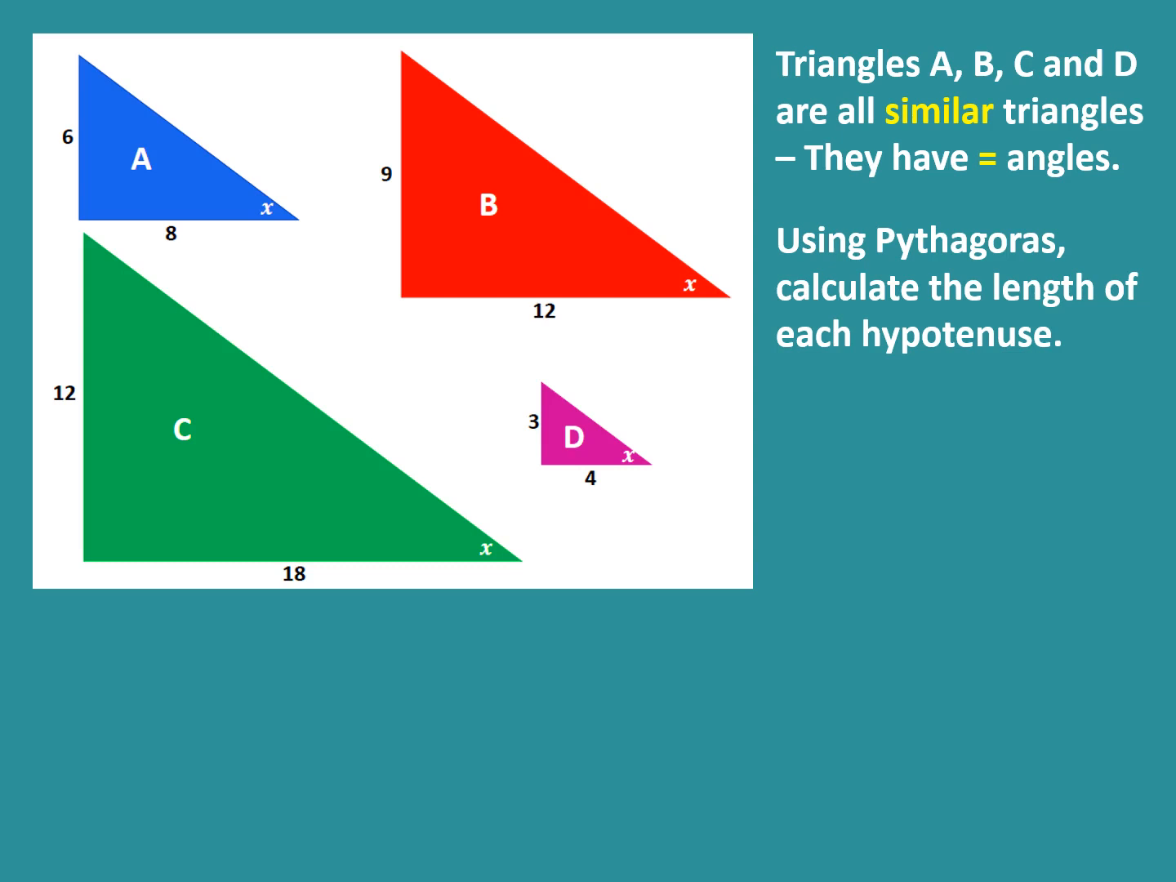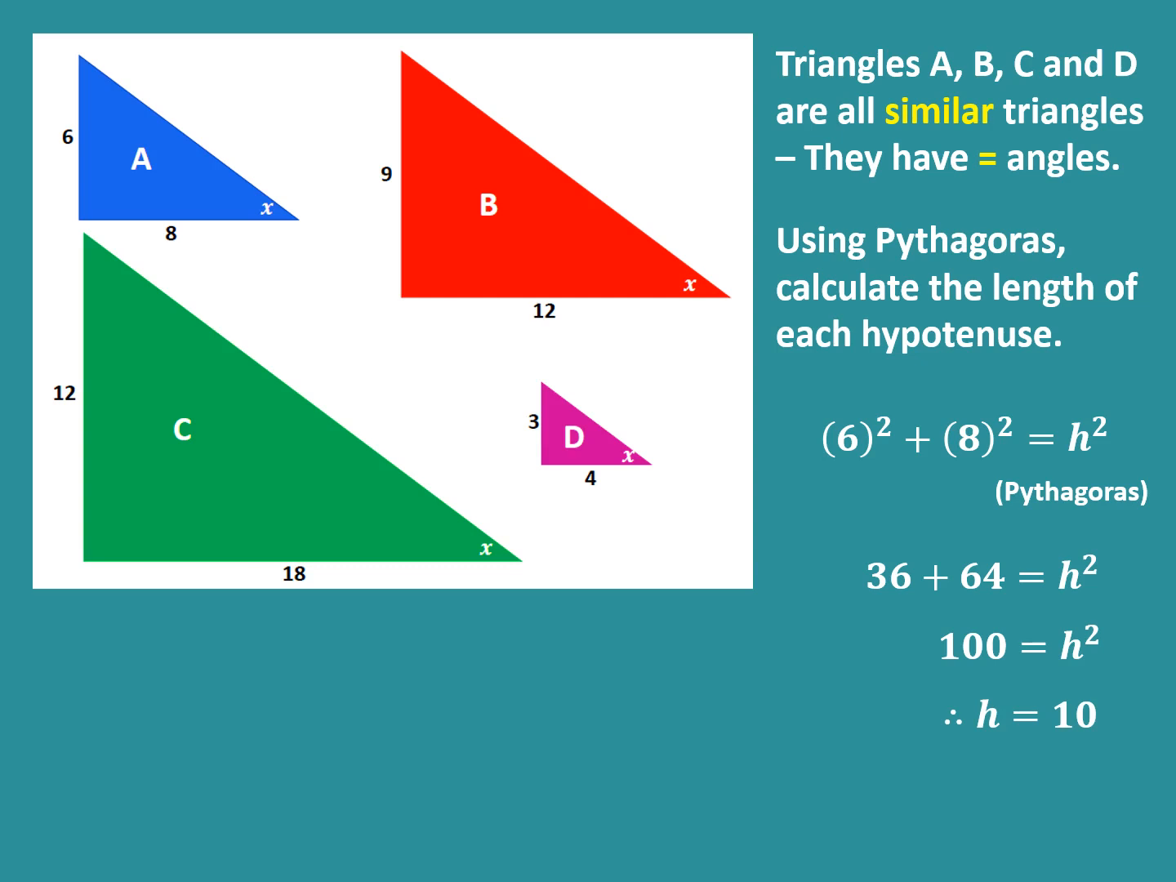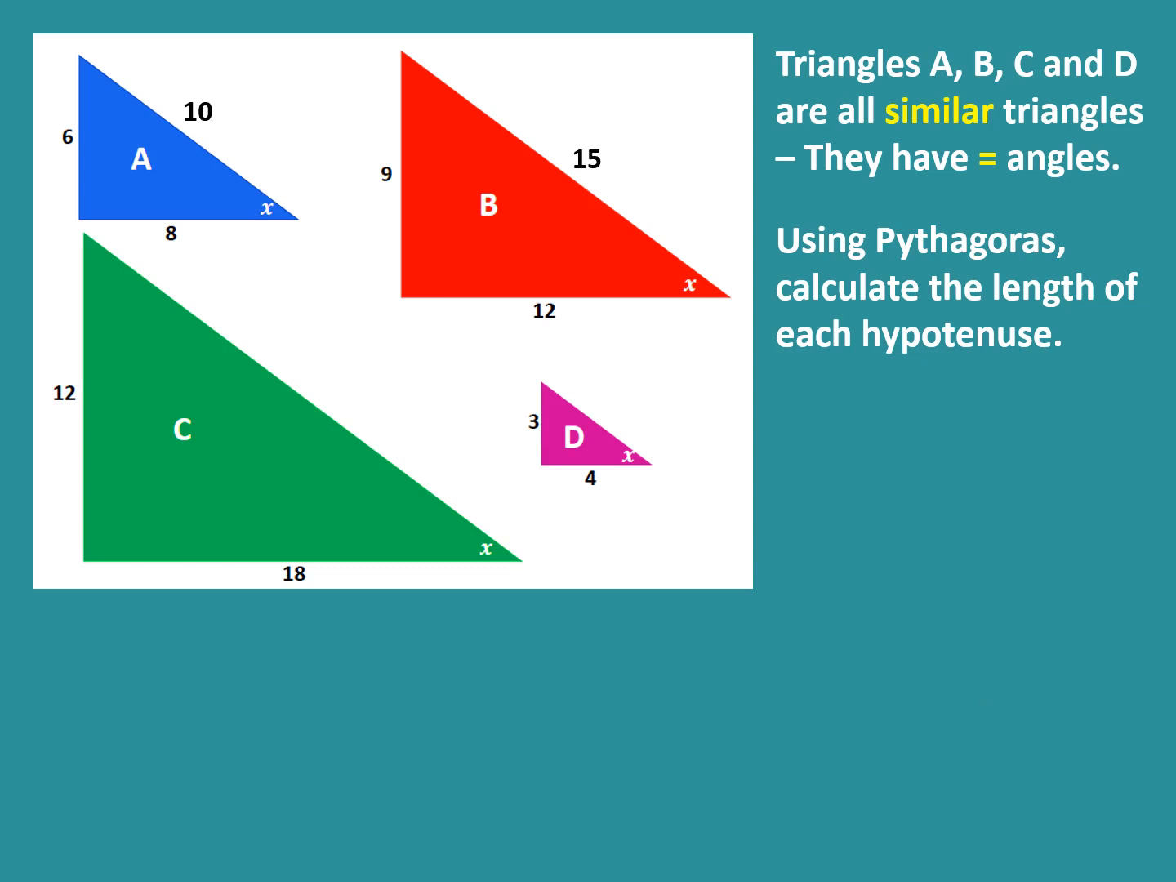If I want to calculate the hypotenuse, I take the sum of the squares of the other two sides. So 6 squared plus 8 squared will give me the hypotenuse squared. 6 squared is 36 and 8 squared is 64. So 36 plus 64 is 100. In other words, the hypotenuse will be the square root of 100, which is 10. And if you use the same method on all three other triangles, you should find that the hypotenuse on triangle B is 15, on triangle C is 20, and on triangle D is 5.